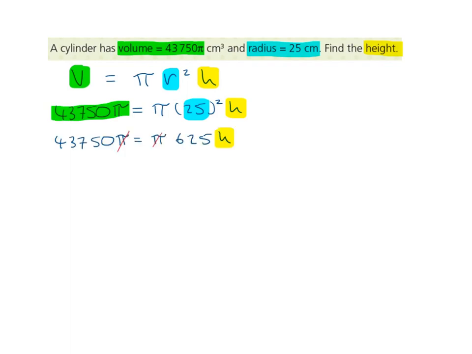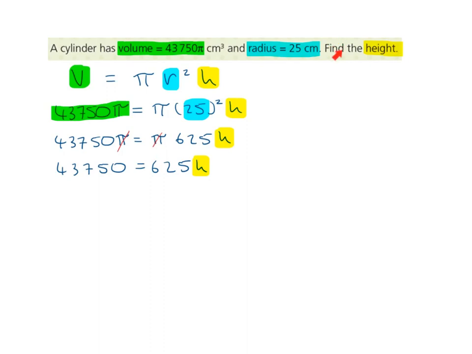So notice that we have pi on the left of the equal sign and pi on the right, so we can cancel out the pi's. And then 25 squared is 625. So we bring down the 43,750, leave out the pi because we've cancelled it out, and bring down the 625h. We could only cross off the pi's because there was one on both sides of the equal sign. If there had only been one pi, we could not have done this.